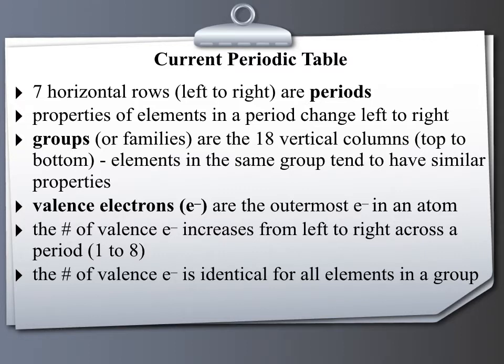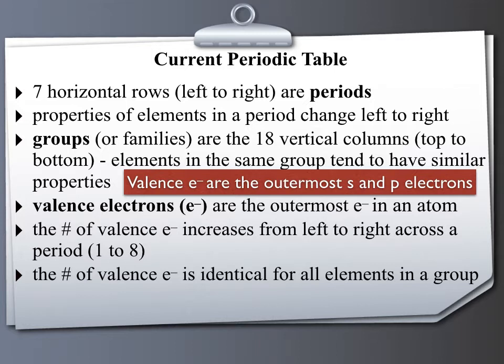Valence electrons are the electrons in the outermost energy level of an atom. The number of valence electrons increases from left to right across a period from 1 to a maximum of 8. The number of valence electrons is identical for all elements in a vertical group.